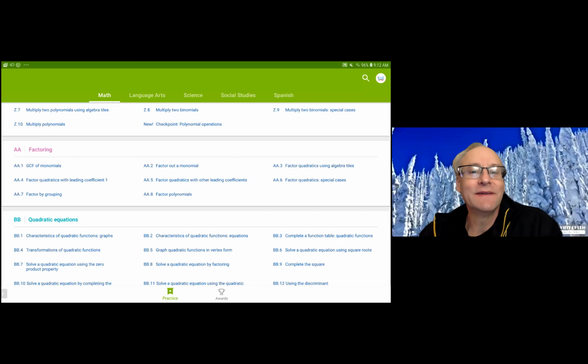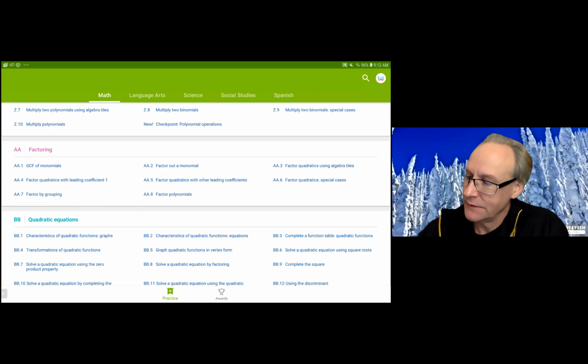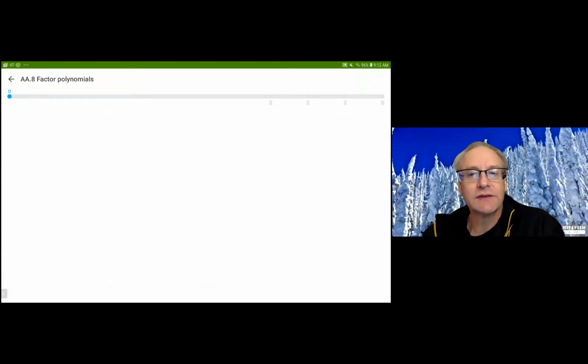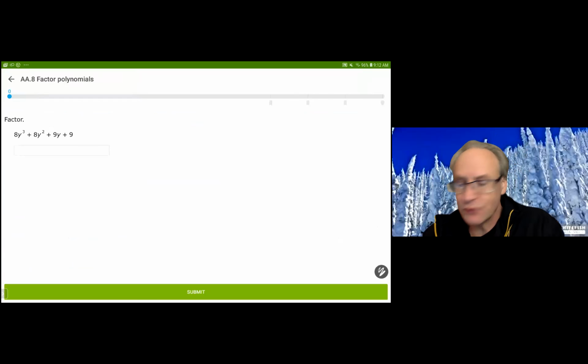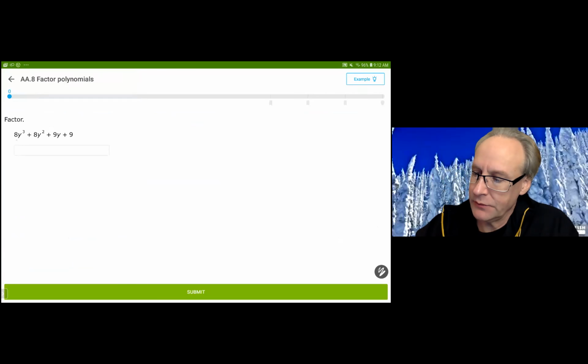Hi, everybody. We're going to do the last section in factoring polynomials, and it's probably a mix of all the different kinds. It's AA.8, so here we go. I'll try to keep the explanations to a minimum. This has 4 terms in it, so a possible way of factoring it is factoring by grouping, and we look at 2 separate binomials.